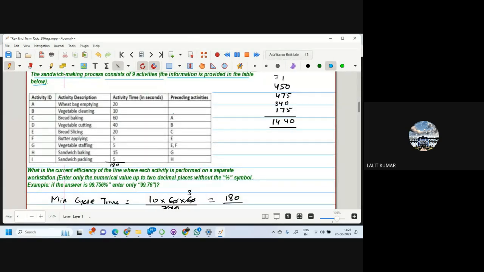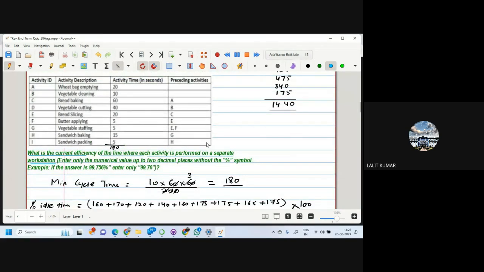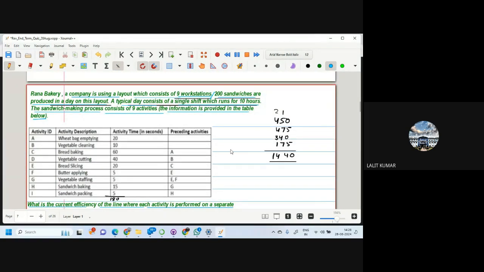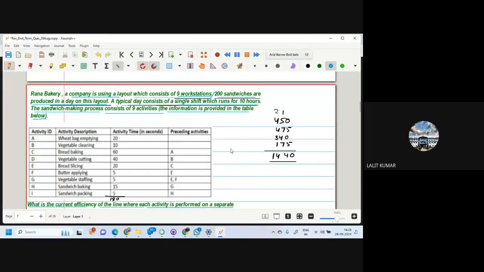And the question is, what is the current efficiency of the line where each activity is performed on a separate workstation? So first of all, we have to find the min cycle time. Min cycle time will come from where? It will come from this part. What is the time and what is the production? So this we utilize to find the min cycle time.